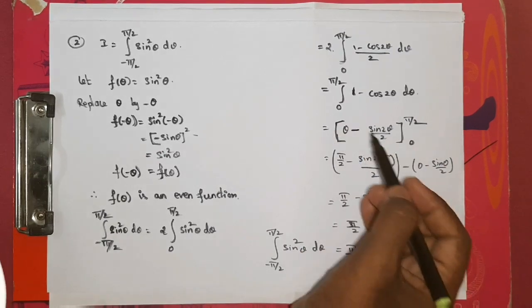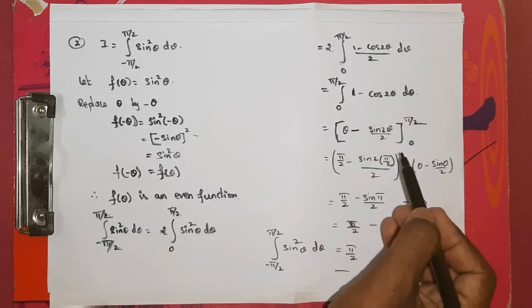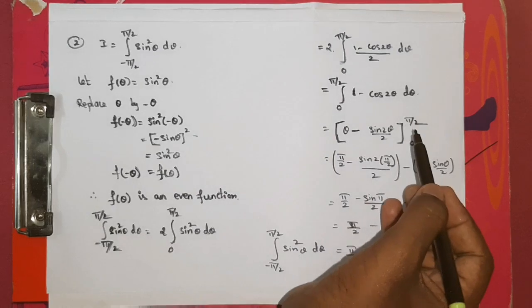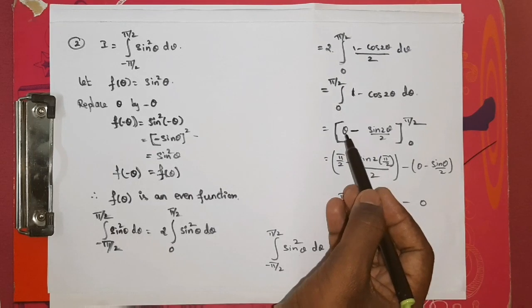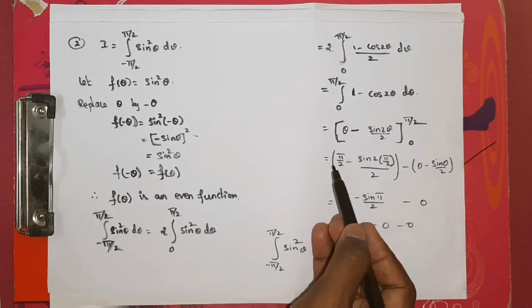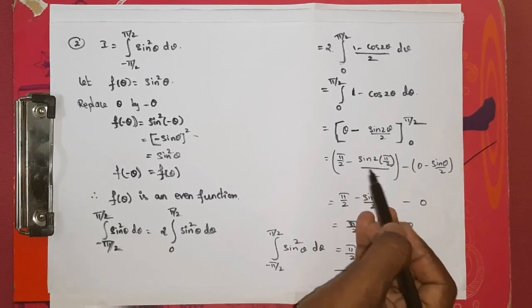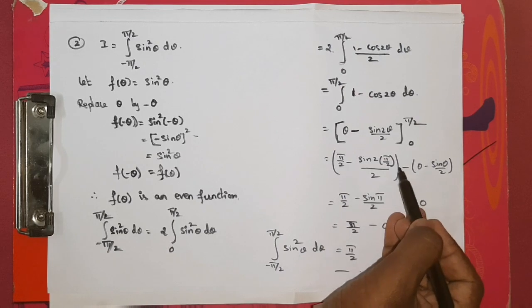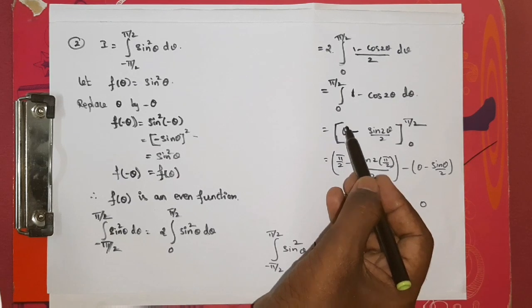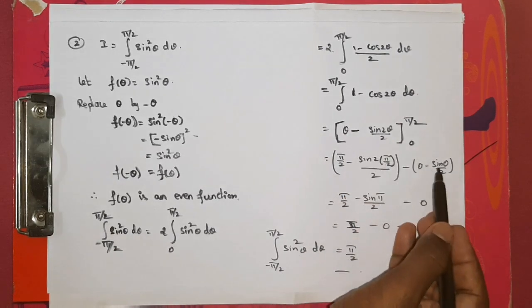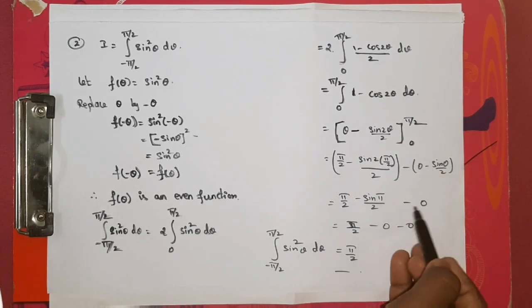Now the limits. After the integration, the limits should be written to the right side of the brackets, 0 to pi by 2. Here this is the lower limit, this is the upper limit. So take the upper limit and apply it in the theta's place. When you apply it here, you get pi by 2 minus sine 2 into pi by 2, the whole divided by 2. Then minus the next bracket for lower limit substitution. When you put 0 here, you get 0 minus sine 2 into 0, by 2. Sine 0 is 0 and 0 minus 0 is 0. So fully I put 0.